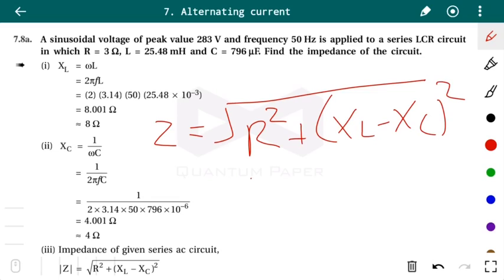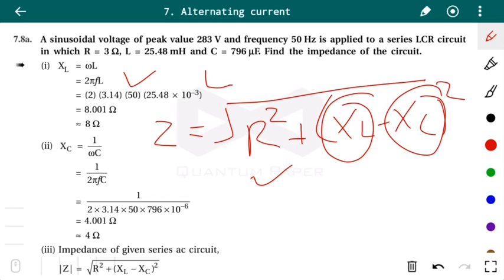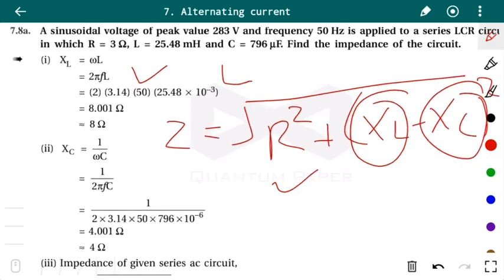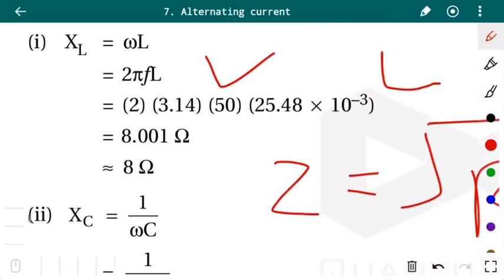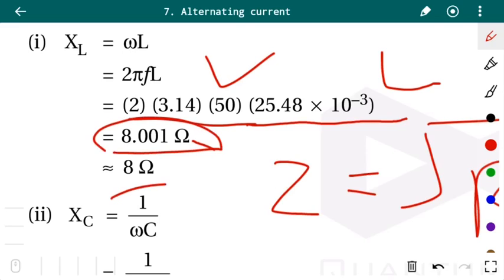Here we are given the values of R, L, C and f. So we need to find XL and XC first. Let us calculate that. XL equals omega L. Converting that in terms of frequency, it equals 2 pi fL. Now put the values of f and L in this formula: 2 into 3.14 into 50 into 25.48 into 10 raised to minus 3. Here we are converting millihenry into Henry. When we calculate this, we get the value as 8 ohm. So the inductive reactance is 8 ohm.